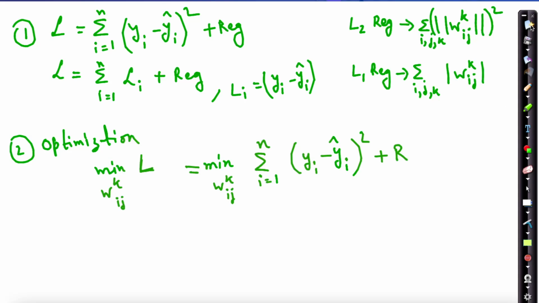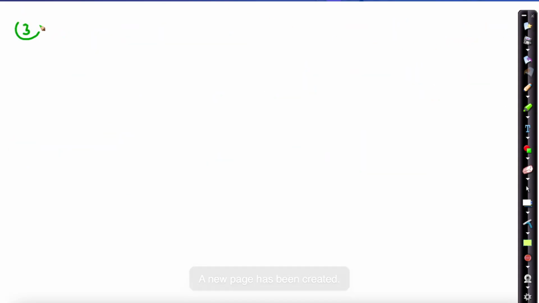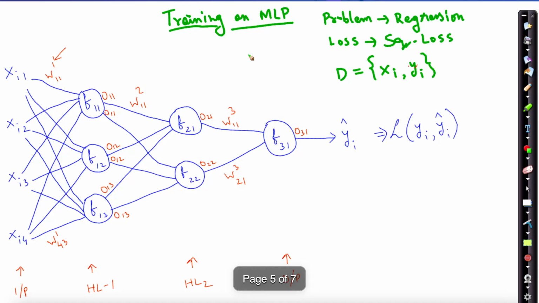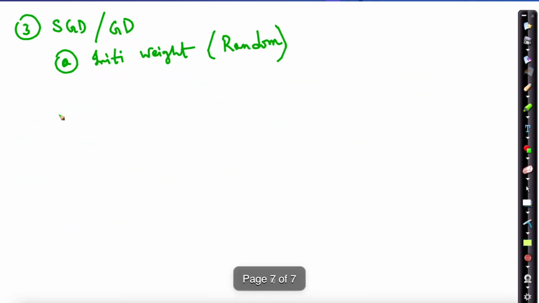Now the third step is SGD or GD, gradient descent or stochastic gradient descent. What are the steps here? The first step is to initialize the weight vector. There are many ways to initialize the weights, but let us say we do it randomly. All these edges will have W's, so just give random values to them as the initial values. This is random initialization of the weights.